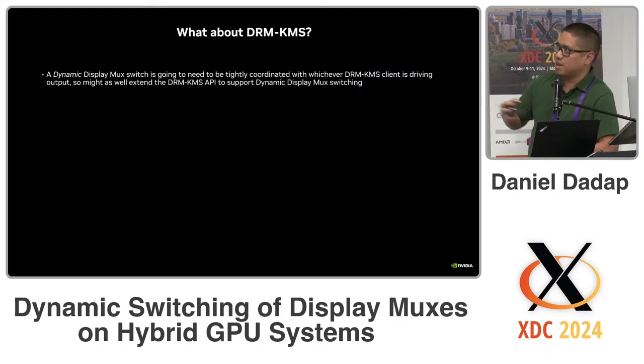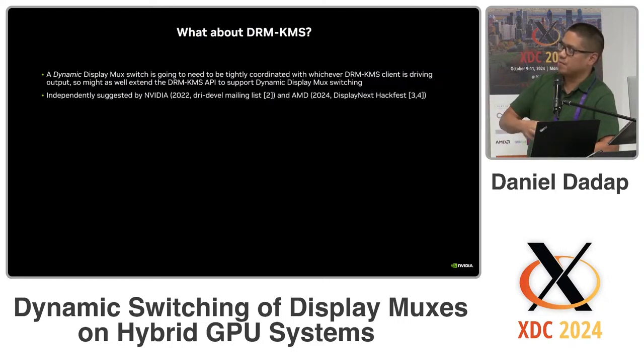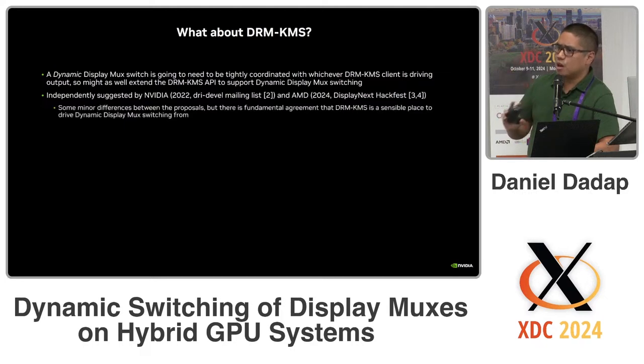And this idea is so intuitive that NVIDIA and AMD and maybe even others came up with it independently. There was a proposal a little under 2 years ago on the DRI development mailing list to that effect. And more recently, AMD had a proposal a few months ago at the DisplayNext Hackfest in Spain. There are a couple of minor differences. I'm not going to go into detail about the proposals themselves, but broadly, everyone seems to agree: fundamentally, DRM-KMS makes sense as a place to do Mux switching.